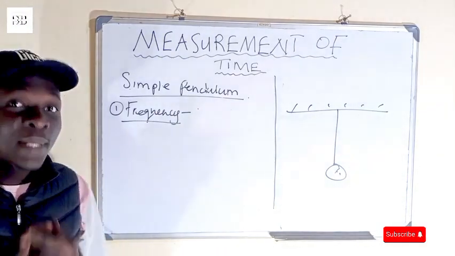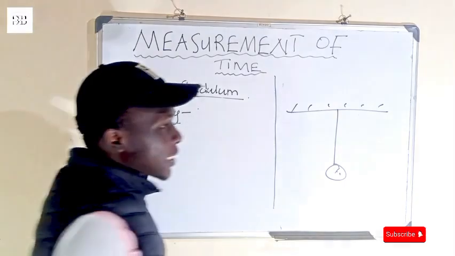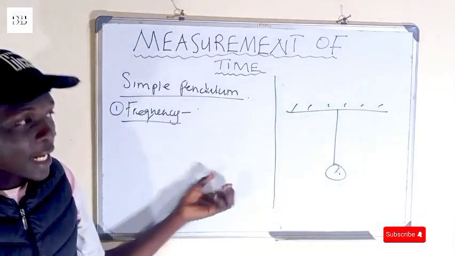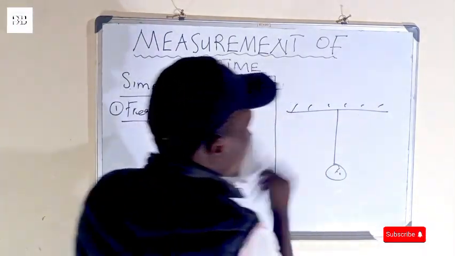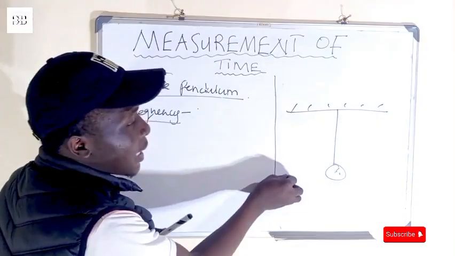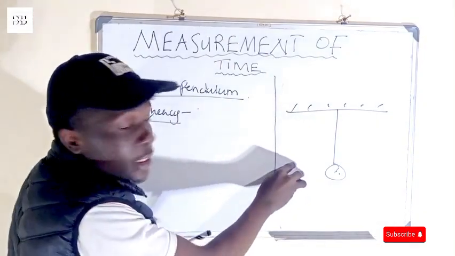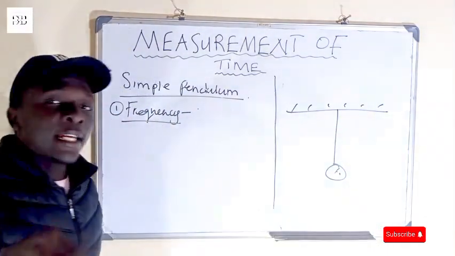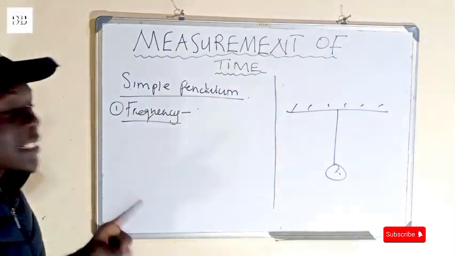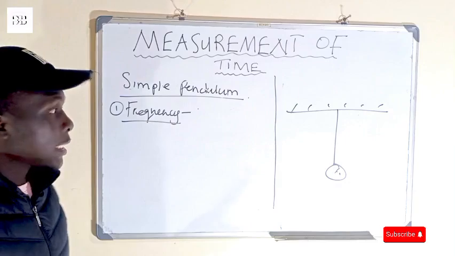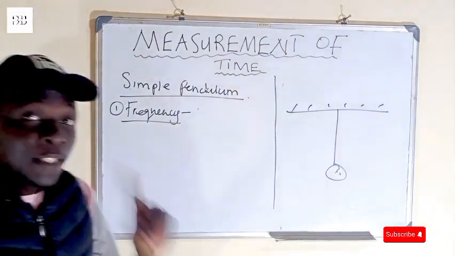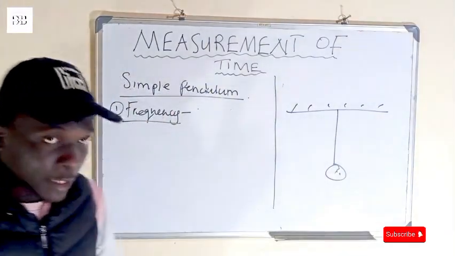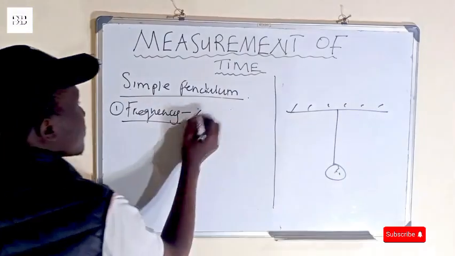One oscillation means a travel. So let's say this bob starts at this point, and then I pull it, and then I let it go. If I pull it, it means I'm starting the swinging from this point. If I let it go and then it comes back to the same position where I let it go from, that is called one complete oscillation. So frequency is the number of oscillations completed in a given time.